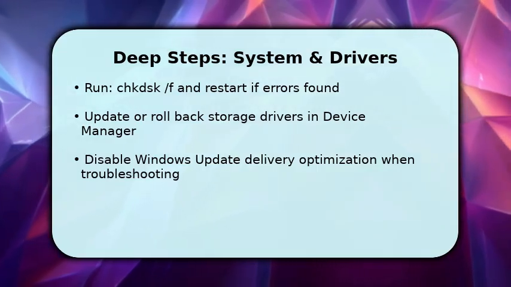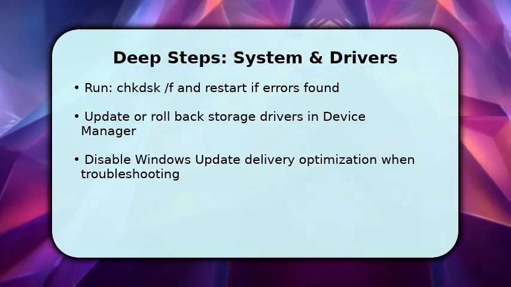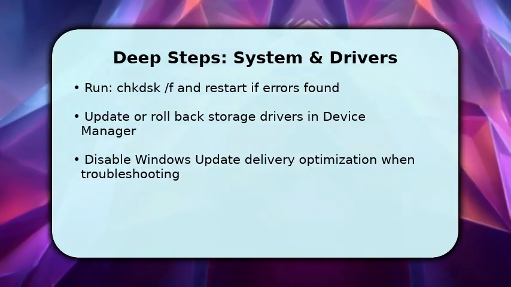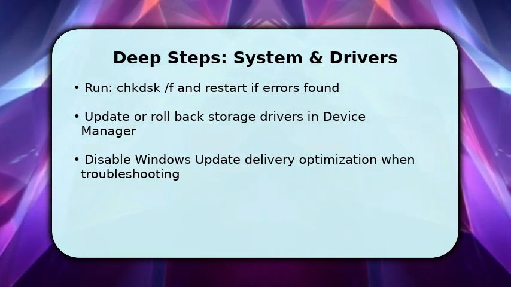Also turn off delivery optimization in settings to stop peer-to-peer transfers while you troubleshoot. After each change, reboot. Watch Task Manager and note whether disk percent drops. This isolates the true culprit.